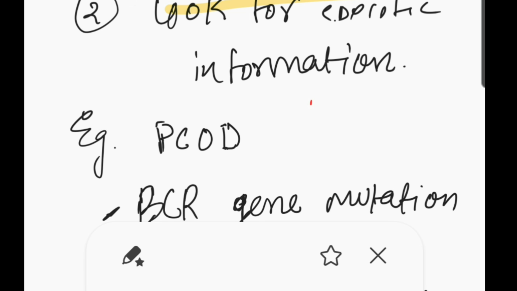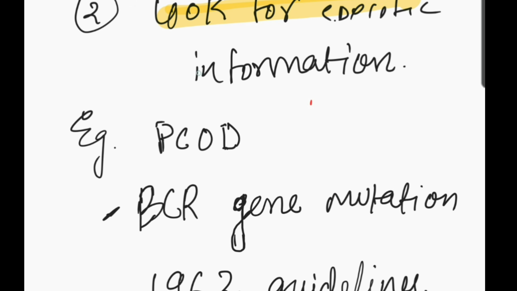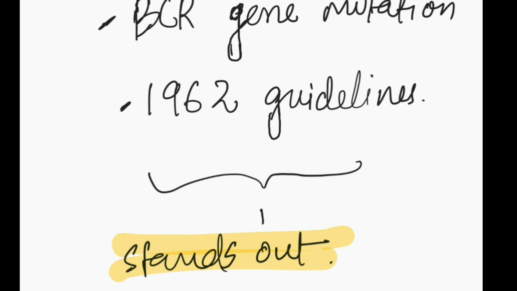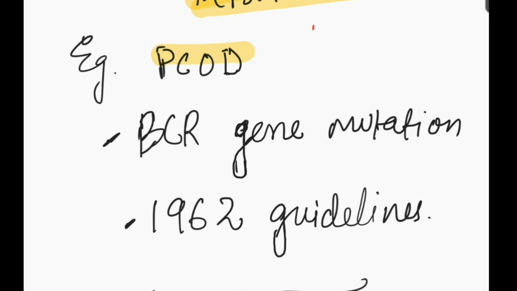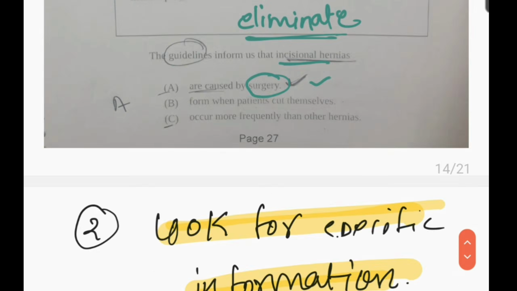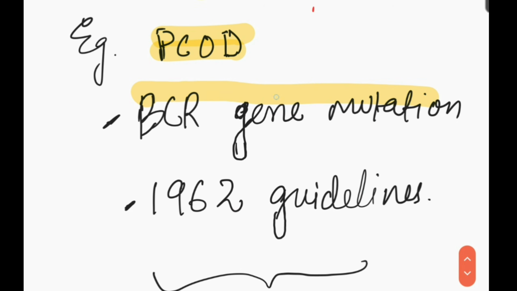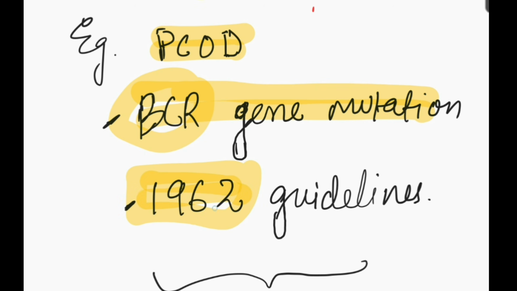Now, when I say looking for specific information, what I mean is, if the question asks you about the information that stands out. Now, what is the information that stands out? That's in capital letters, PCOD. It stands out from the rest of the text, okay? And or BCR gene mutation. So BCR also stands out. A number will also stand out.